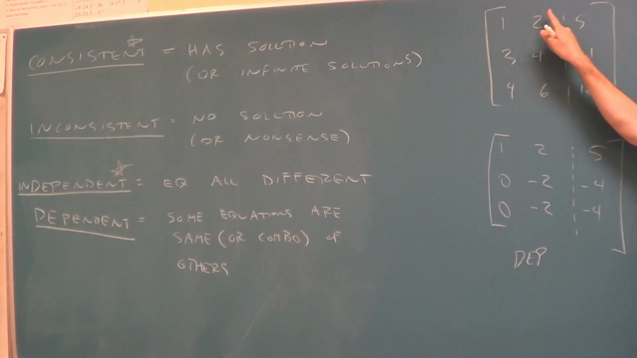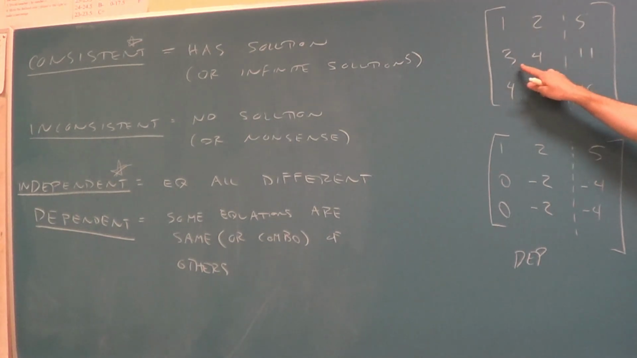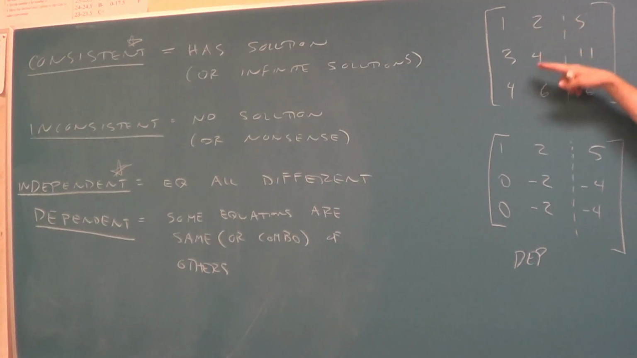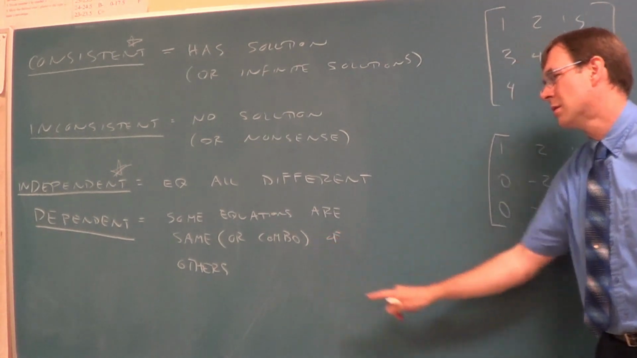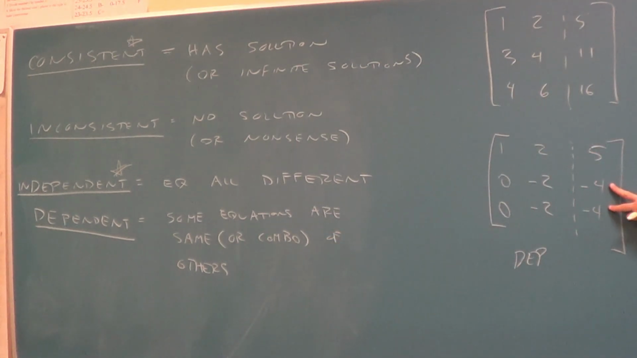So if 1x and 2y made 5, and 3x and 4y makes 11, if I add those together, 4x plus 6y equals 16, that's not news. That's what we already knew. Okay? So maybe you spot that at the beginning, that it's just a combination of the others. Maybe you solve it part way and recognize, hey, wait a minute, those are identically the same.